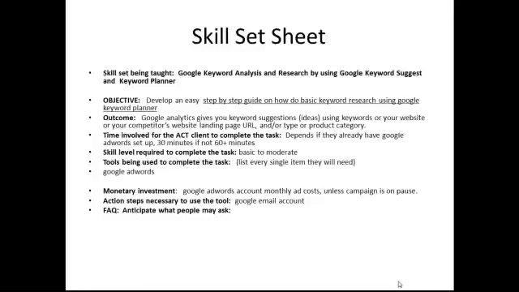Time for our client to complete the task depends on how much research they want to do. To actually learn the skill, probably less than 30 minutes. Skill level required, I'm going to say basic to moderate. Tools used to complete the task: Google, a Google AdWords account, and then I need a general Google email account. Monetary investment: if you have a Google AdWords account running, it's the cost of your campaigns. If it's on pause, then there's no cost.